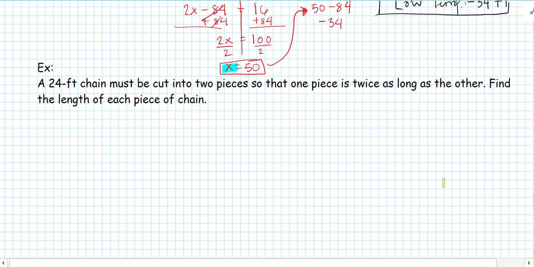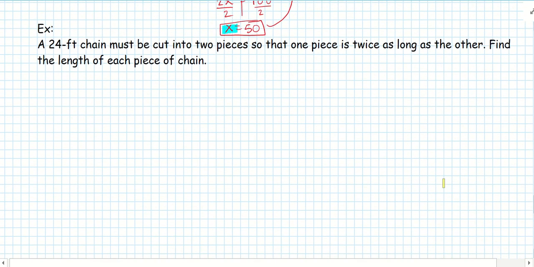Okay. Let's look at this other example. So this one says that a 24 feet chain must be cut into two pieces so that one piece is twice as long as the other. Find the length of each piece of chain. For this type of problem, what I usually do is I like to do a drawing, just to have an idea of what it is that it's saying.